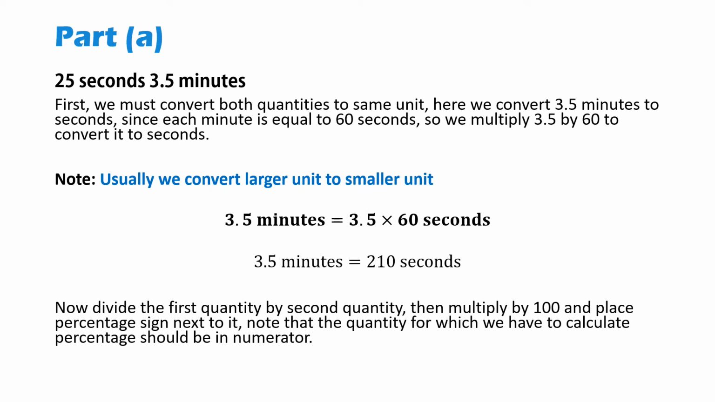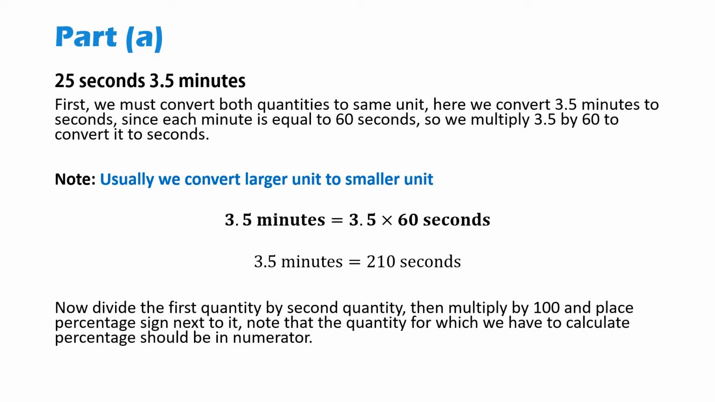Part A. Express 25 seconds as a percentage of 3.5 minutes. First, we must convert both quantities to the same unit. Here we convert 3.5 minutes to seconds, since each minute is equal to 60 seconds, so we multiply 3.5 by 60 to convert it to seconds. So we have 3.5 minutes equals 210 seconds.